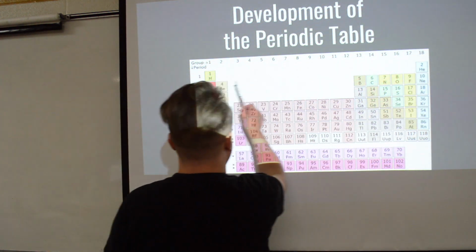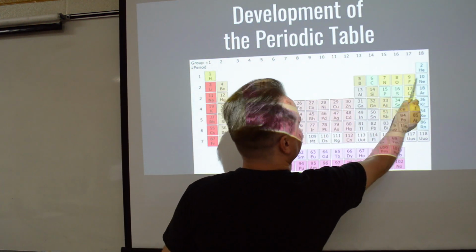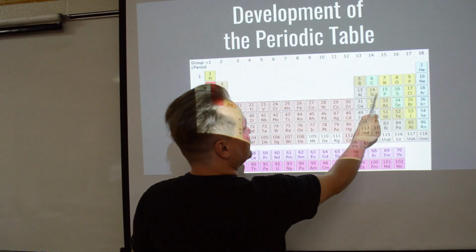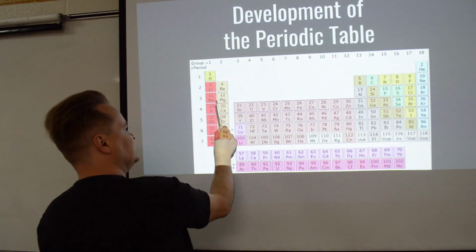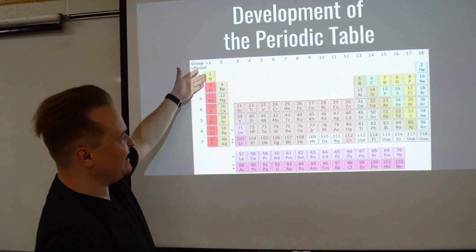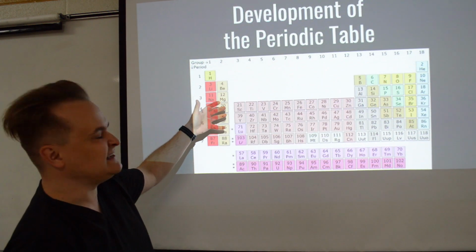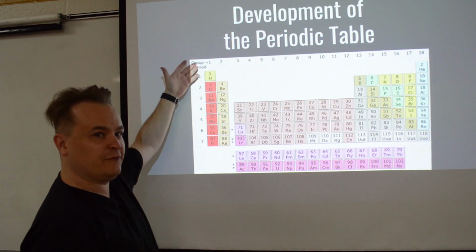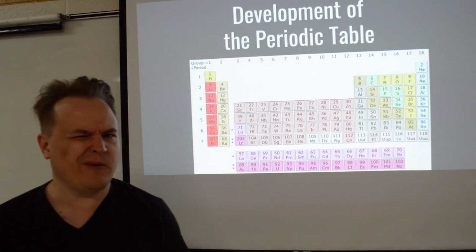Repeating pattern, 3, 4, 5, 6, 7, 8, 9, 10, 11, 12, 13, 14, 15, 16, 17, 18, 19, 20, 21. So why did they go from 18 to 19? Because these behave a certain way. So every time you would test a chemical and it behaved a certain way, you'd just go back to the first row. Don't worry, we'll get into it a little bit more later.